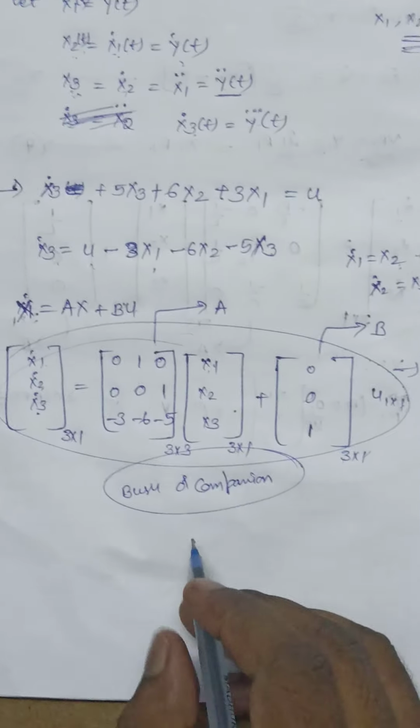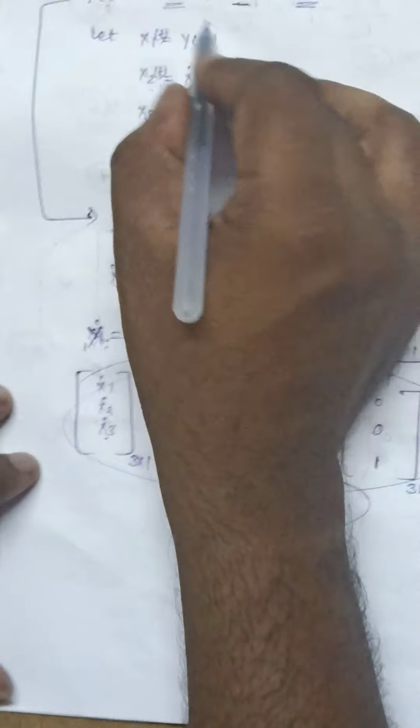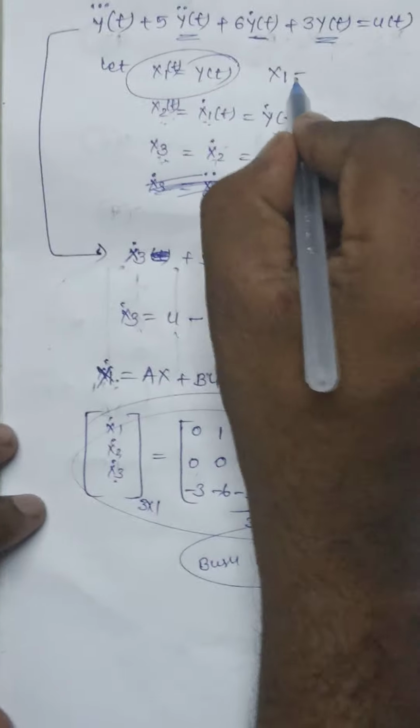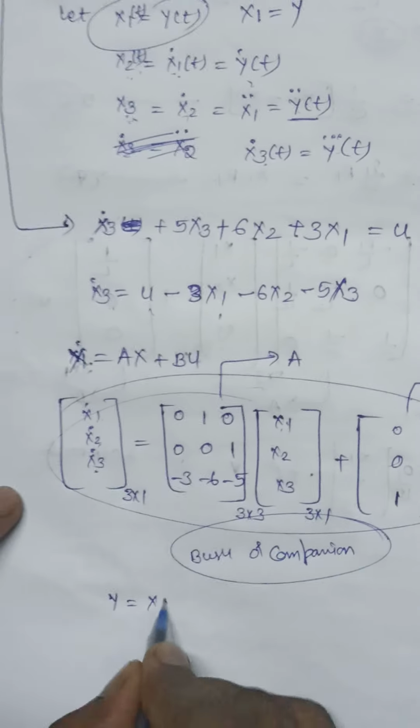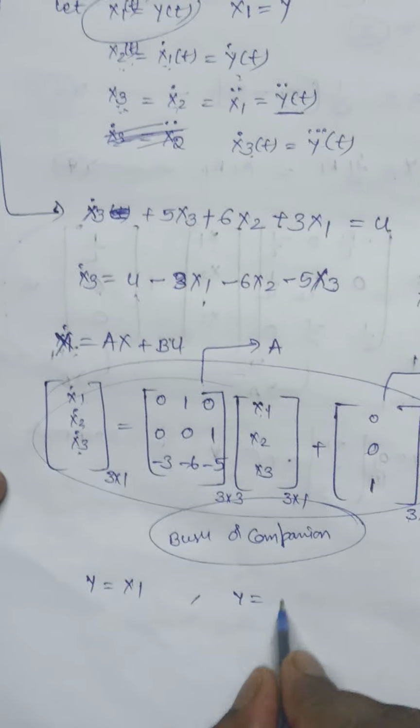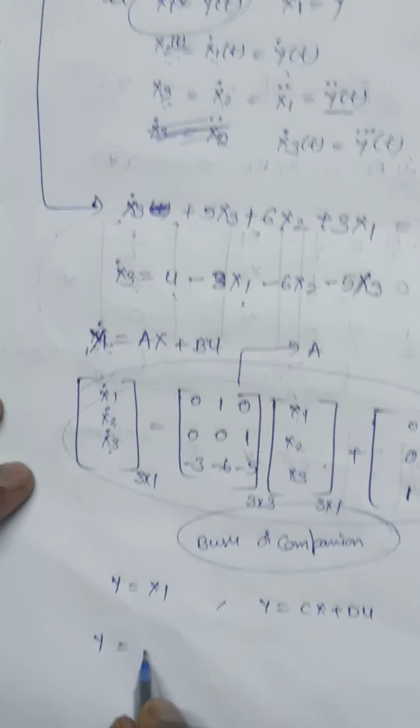Now next one is the output equation. What we assumed here is x1 is equal to the output y. So y is equal to x1. So this should be in the form y is equal to Cx plus Du, so y is equal to the C matrix times the state vector.